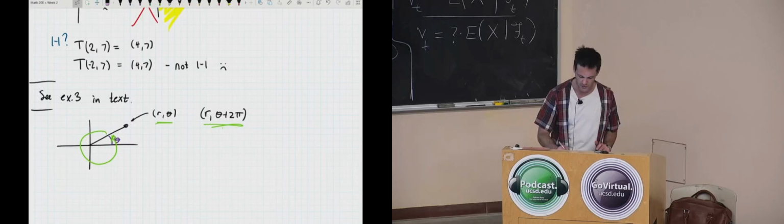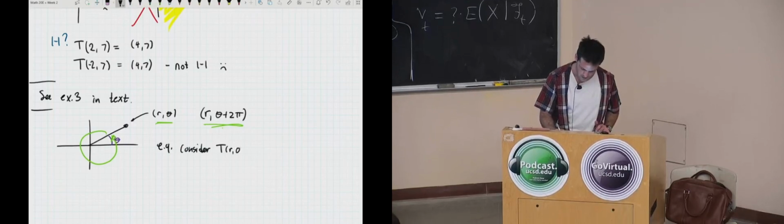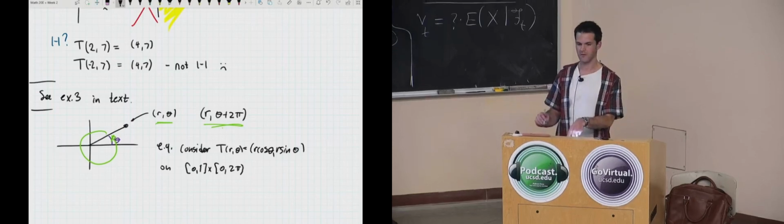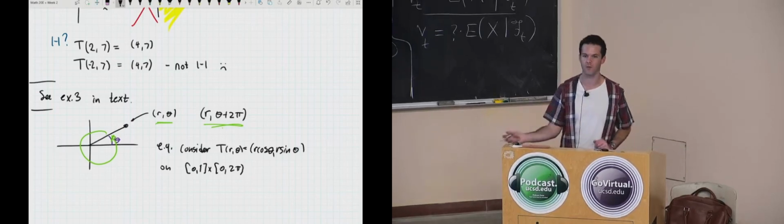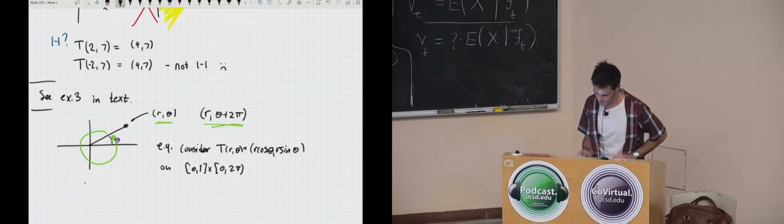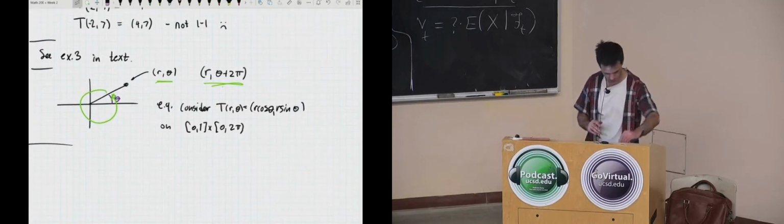We're going to have to deal with that by restricting the domain of our polar coordinate transformation. For example, if we consider T of r, theta equals r cos theta, r sine theta on 0, 1 cross 0, 2 pi open. If you remember, it was closed before. That would be one way of dealing with this double counting issue. So you'll have practice with that on the homework.